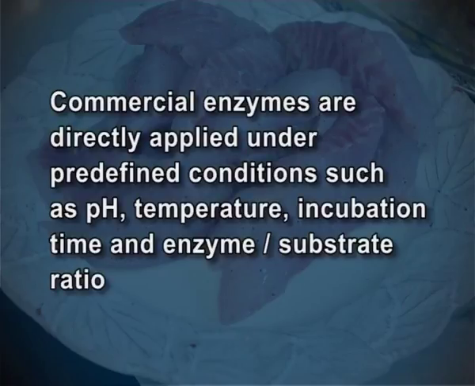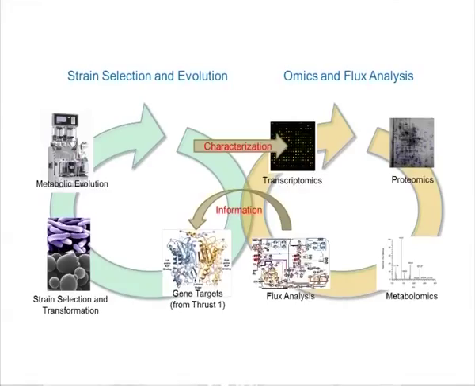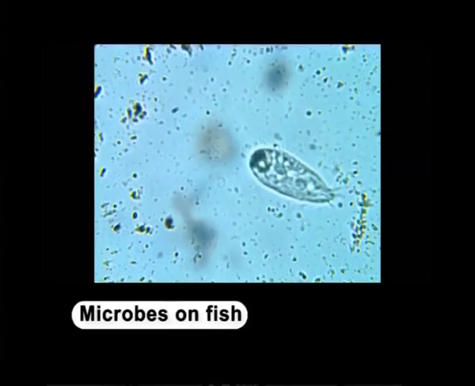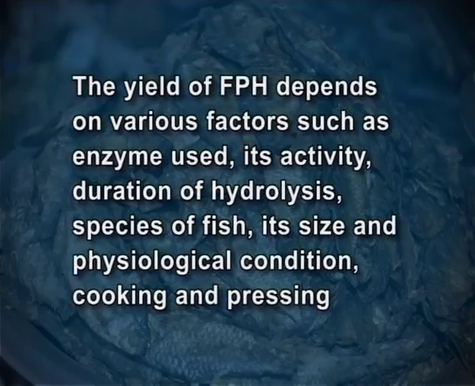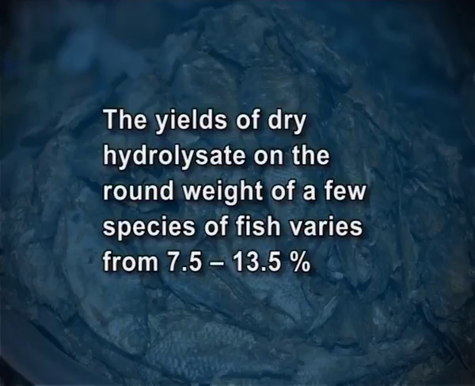In the conventional enzymatic method, commercial enzymes are directly applied under predefined conditions such as pH, temperature, incubation time, and enzyme to substrate ratio. Protease-producing microbial strains are used as starter culture and incubated in preferred conditions to grow microbes on fish. The yield of FPH depends on various factors such as enzyme used, its activity, duration of hydrolysis, species of fish, its size and physiological condition, cooking, and pressing. The yields of dry hydrolysate on the round weight of a few species of fish vary from 7.5 to 13.5%, as shown in Table 5.